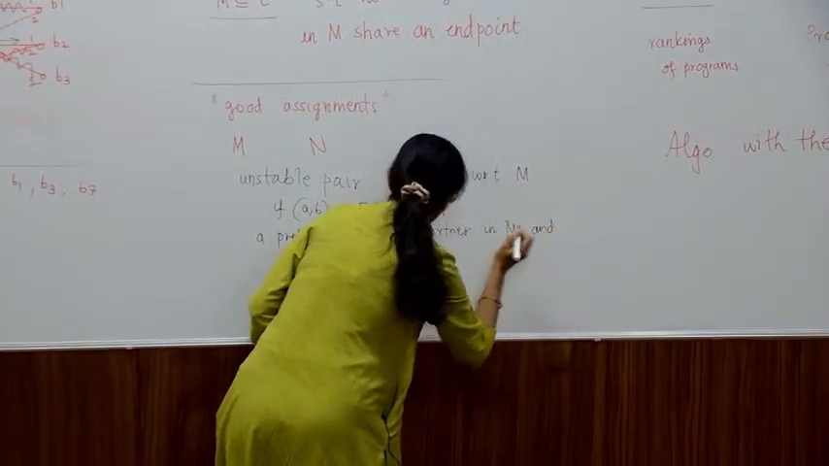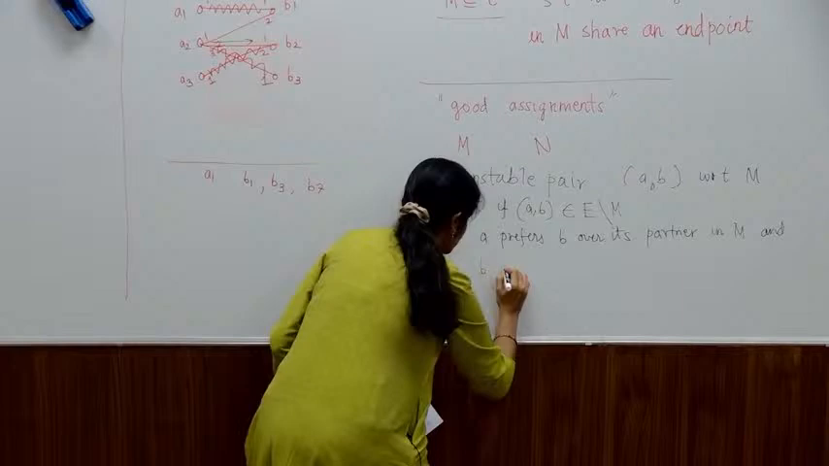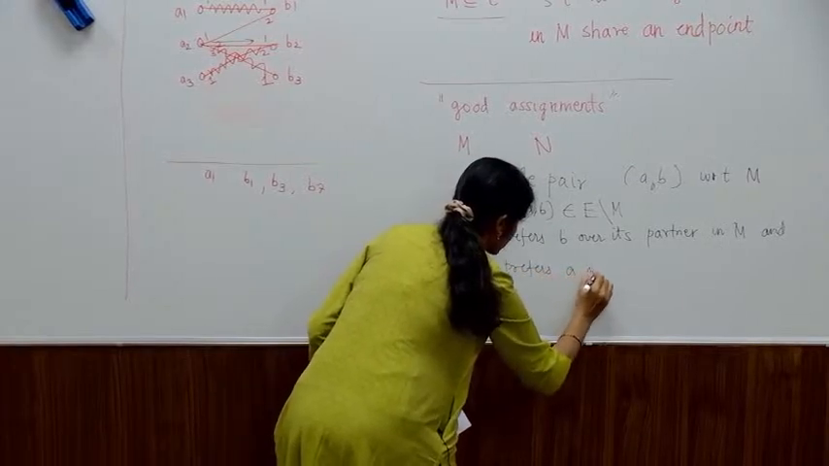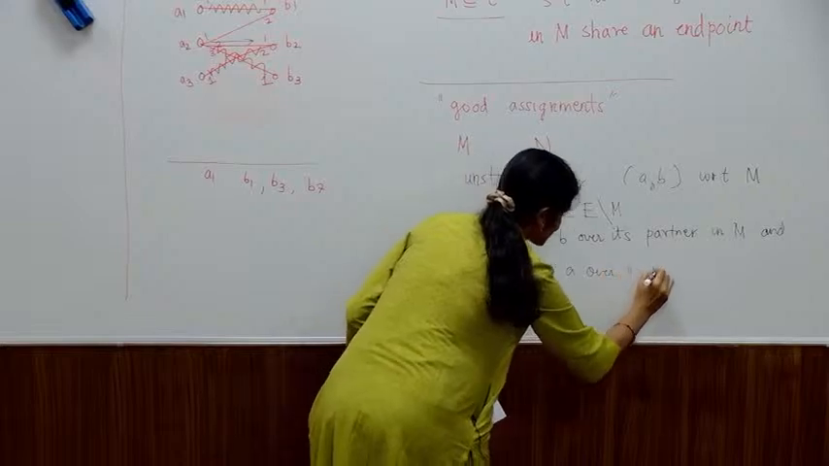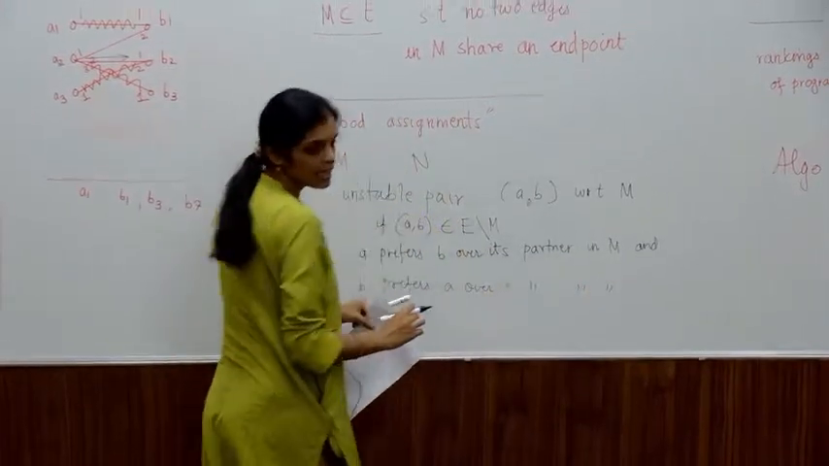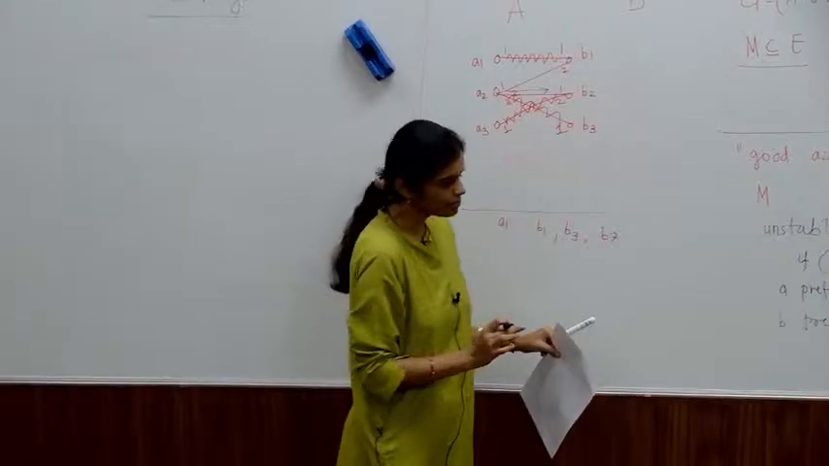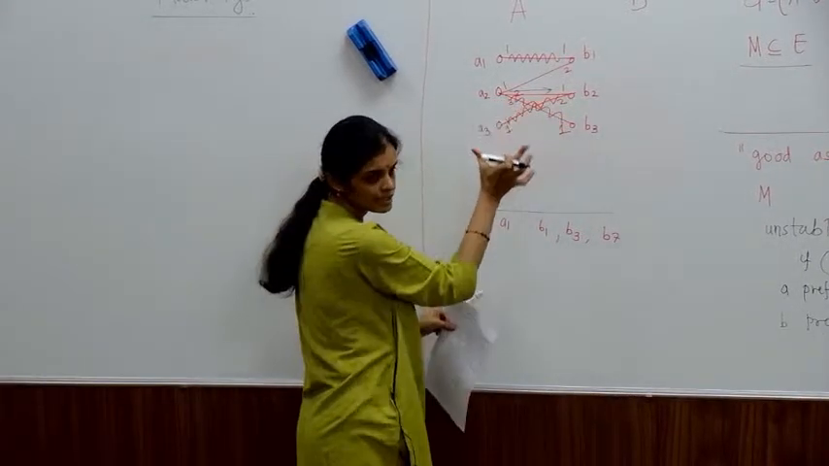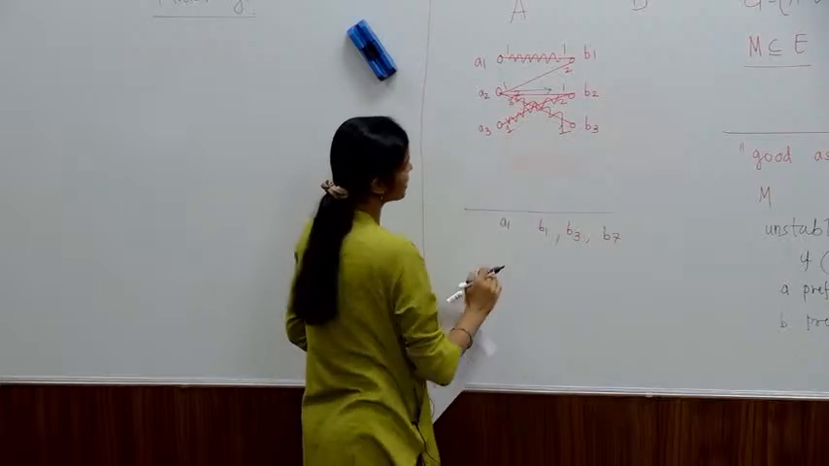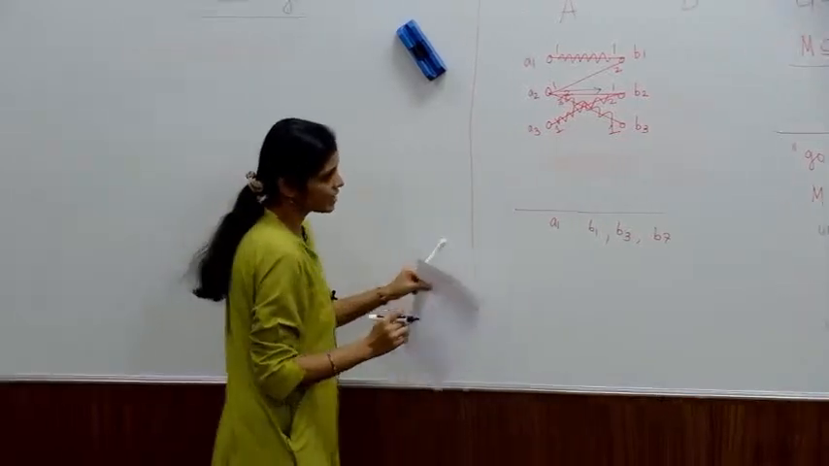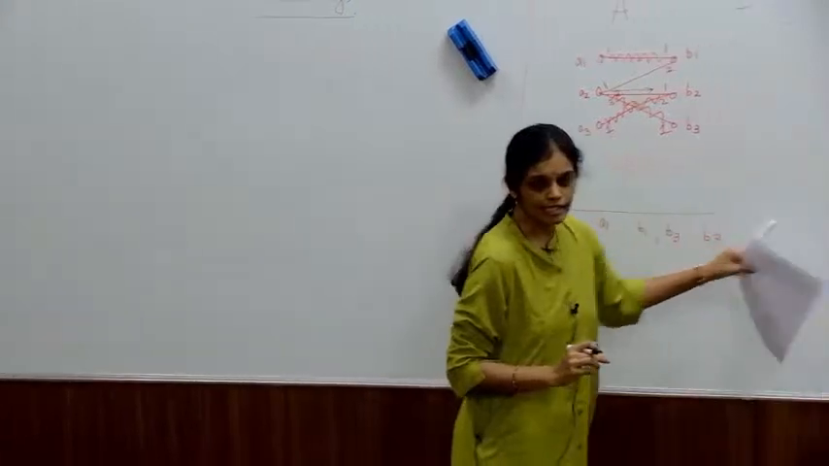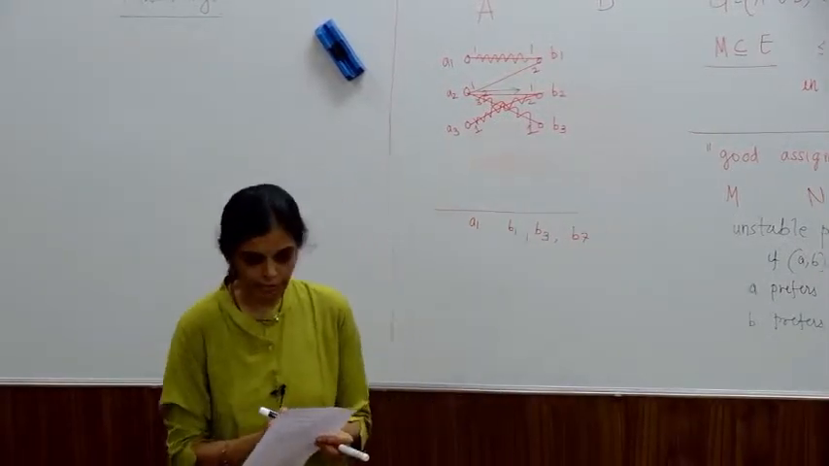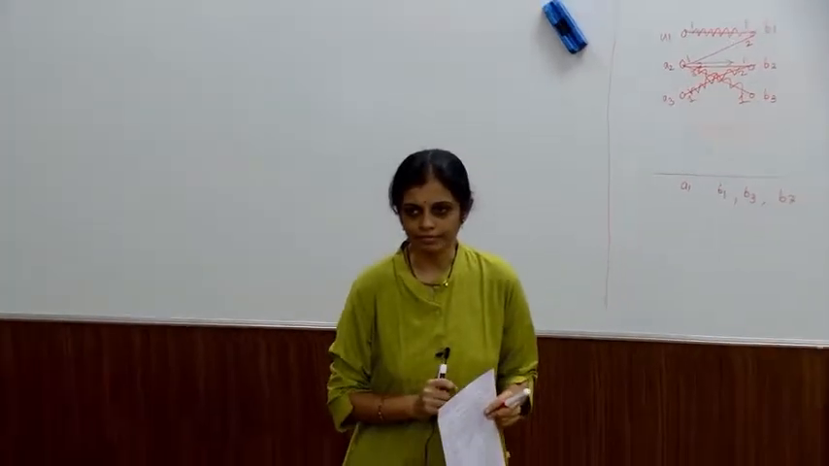And B also prefers A over its partner in M. If both these conditions are true, which happen to be true with respect to A2, B2 in this example and with respect to this assignment, then we say that such a pair is unstable. So is the definition of an unstable pair clear, or are there any questions?